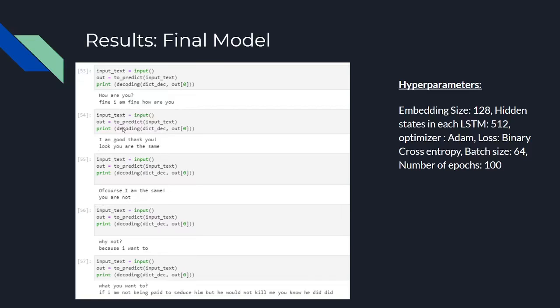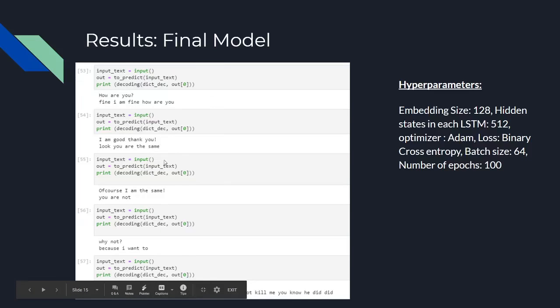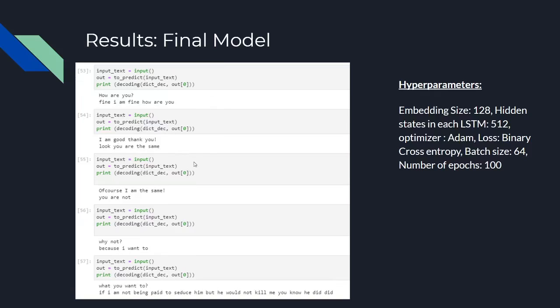You are not. So we just tried to make a conversation with the chatbot. It was good enough, but we should say that this is very much better when compared to that of the baseline model. The hyperparameters that we used for this final model are an embedding size of 128, hidden states in each LSTM of 512, an Adam optimizer, and binary cross entropy loss, with a batch size of 64 and number of epochs as 100.